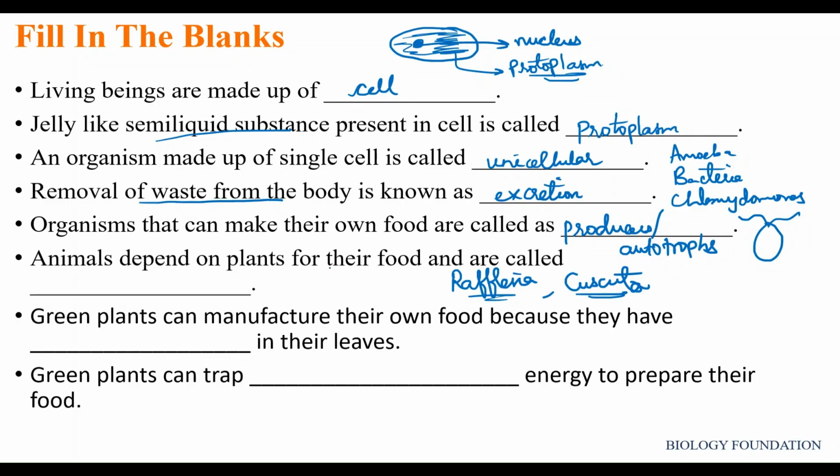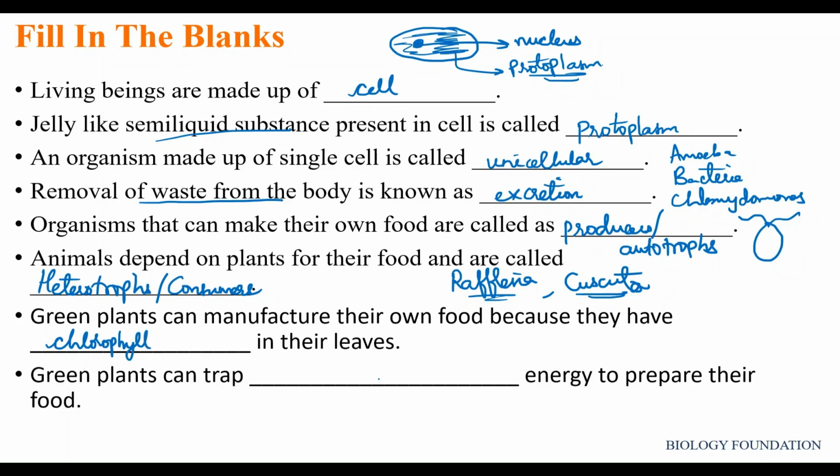Animals depend on plants for their food and are called heterotrophs. They don't have chlorophyll pigment in them and hence they depend on plants for their survival, or they are also called consumers, right? Green plants can manufacture their own food because they have a green pigment known as chlorophyll, a special pigment present in them.